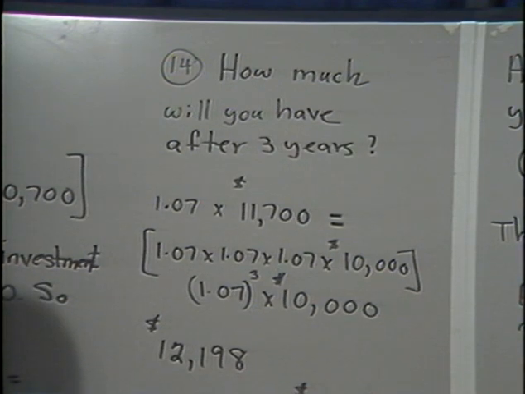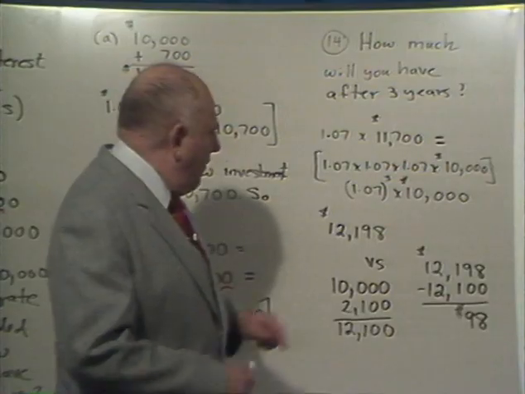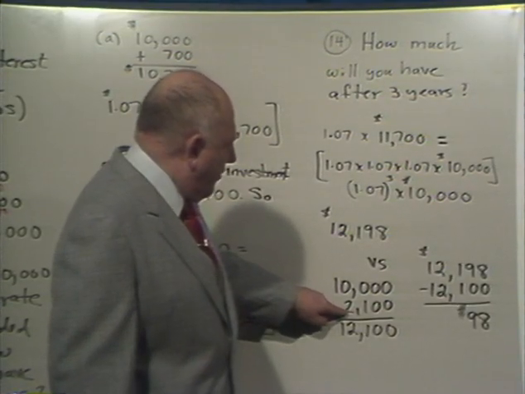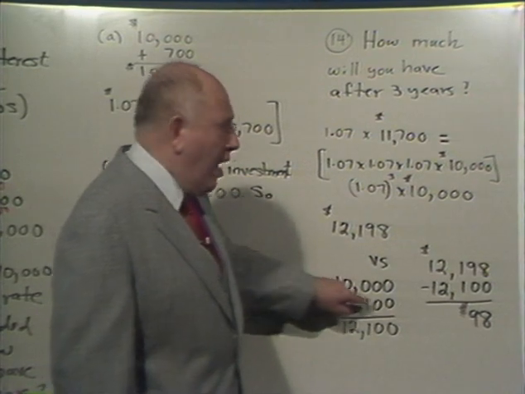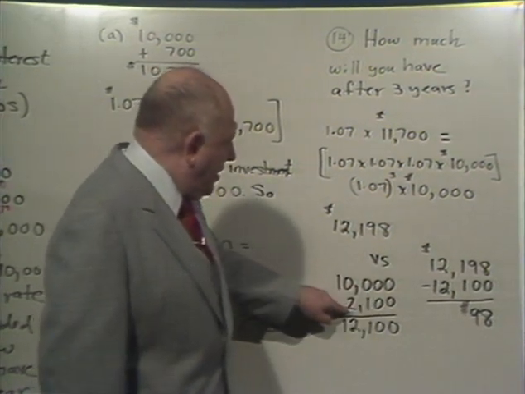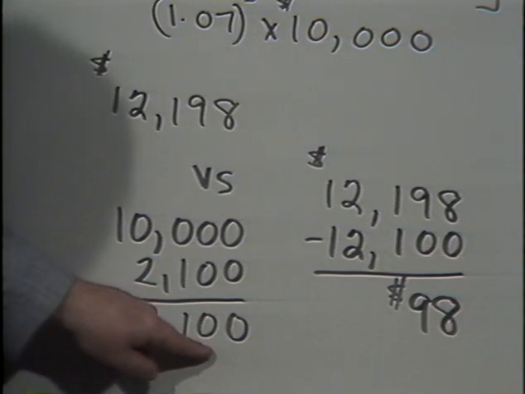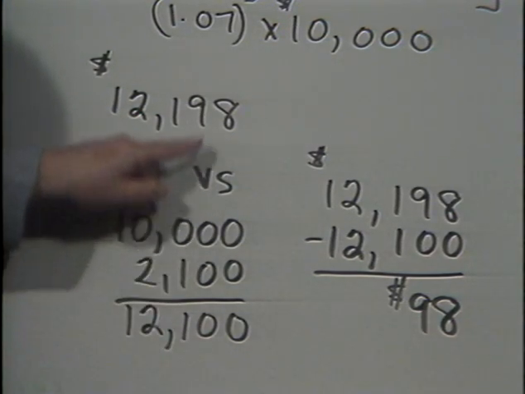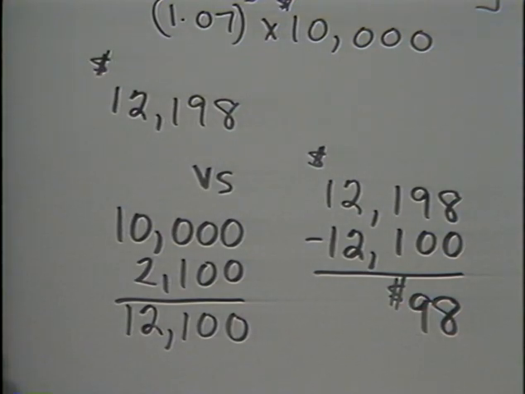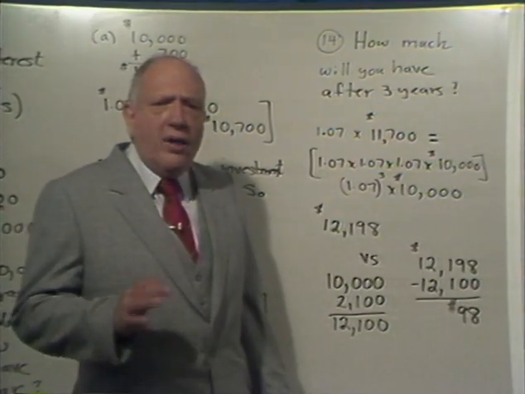That kitty story keeps coming up, and the answer comes out to be $12,198. Versus, if this had been simple interest, you'd have made $700 for each of the 3 years. That would give you $2,100 in interest. That would give you $12,100, which is what? $98 less than what you made this way. And we can go on and on and on.